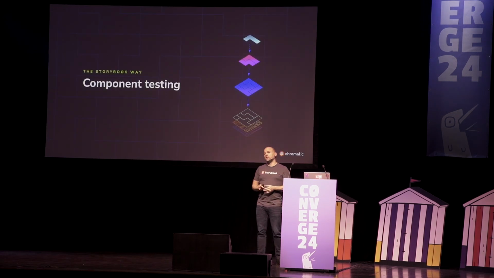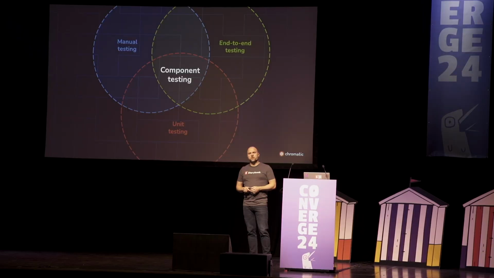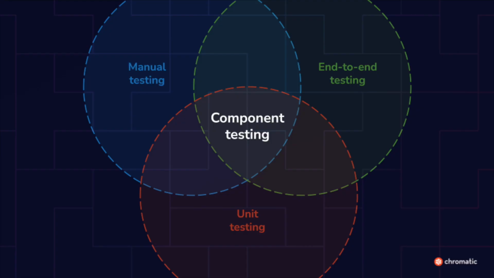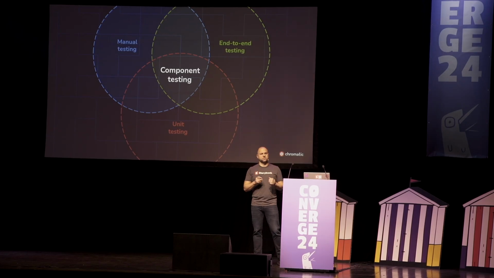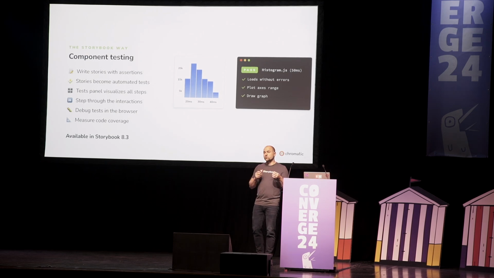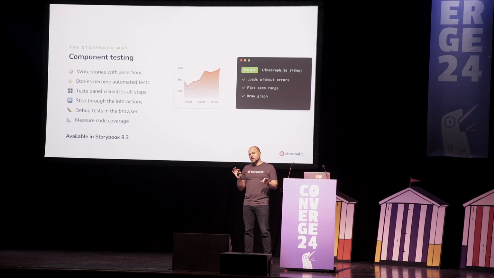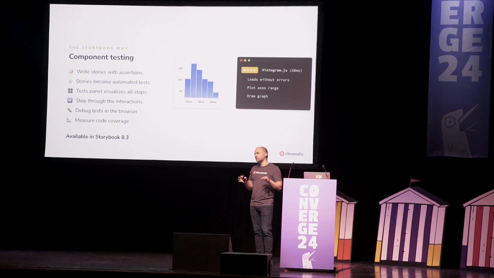The Storybook way, and we're really betting on this, is component testing. And component testing, you can think of it as manual testing, end-to-end testing, and unit testing combined. We're looking for the best of all worlds in this situation. It takes the best parts of these three types of testing and groups them together as one thing. So component testing in the Storybook way is putting your actual live UI component right next to the execution of the test.